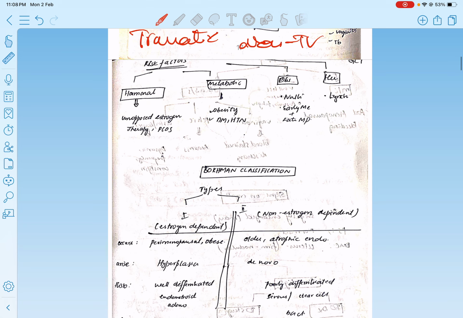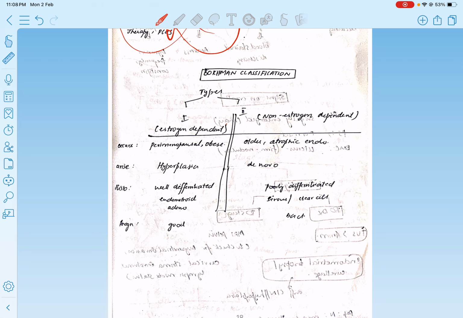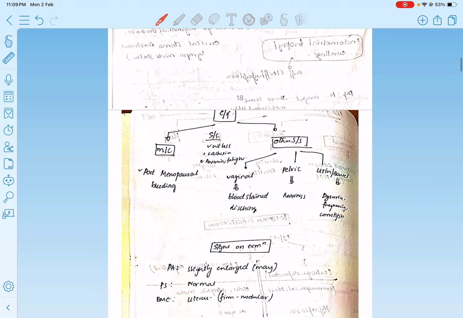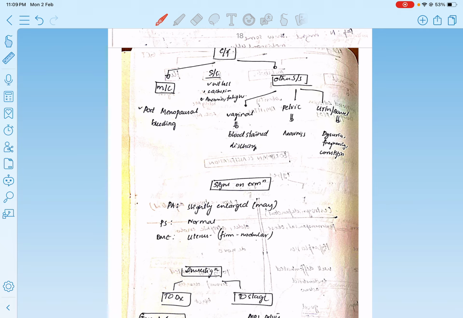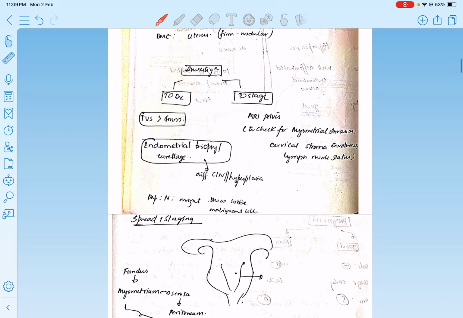Okay, then as I told, these are something to do with hormonal. Metabolic itself can affect the hormonal thing. Okay, this is the classification where this is estrogen, that is hormone dependent, and non-hormone dependent. Again, clinical feature, make sure you follow the same template which are given. Again, investigation, again to diagnose and to stage it.